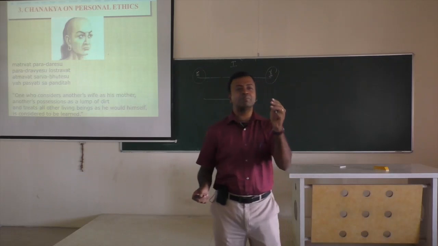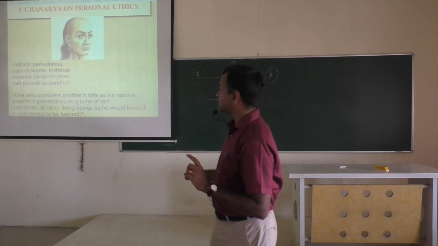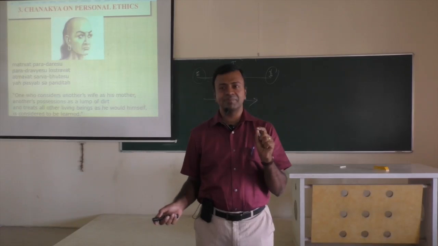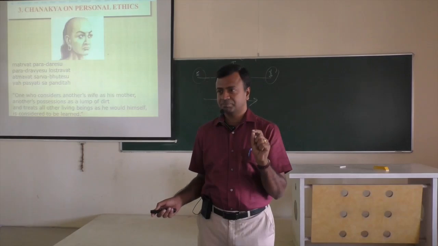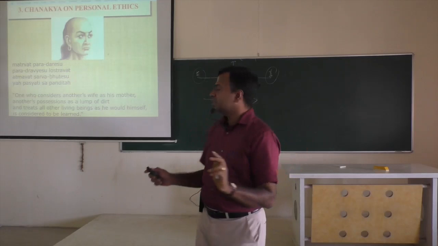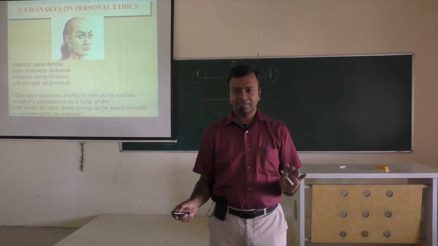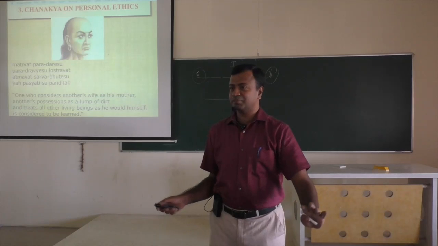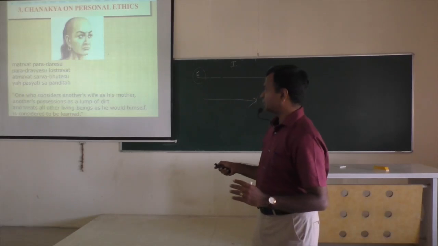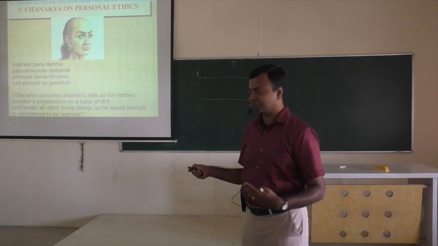So he places 3 parameters to say who is learned. The first one he says is matravat paradareshu. That means a person who can see another's wife as his mother. He puts that as the first one. Who can have such a vision? Paradravyeshu loshtravat: another's money as dirt. Dravya means wealth. Loshtravat literally means stone, but here, dirt.